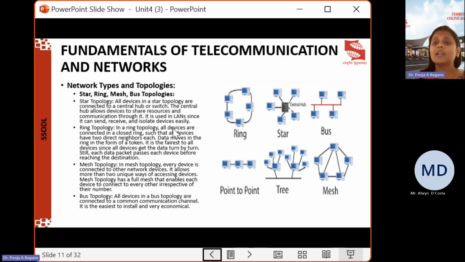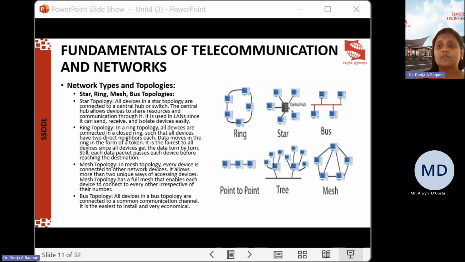Then the next is the ring topology, where all devices are connected in a closed ring. Here you can check the first row, first diagram. In the ring topology, all the devices are connected in a closed ring such that each device has two direct neighbors. Data moves in the ring in the form of a token.